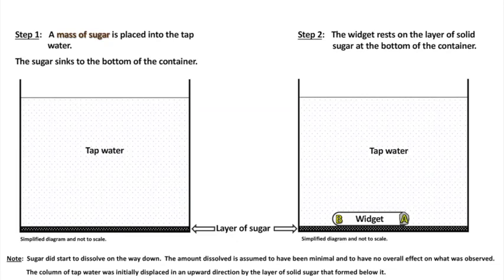Step 2. The widget rests on the layer of solid sugar at the bottom of the container. Note: sugar did not start to dissolve on the way down. The amount dissolved is assumed to have been minimal and to have no overall effect on what was observed. The column of tap water was initially displaced in an upward direction by the layer of solid sugar that formed below it.